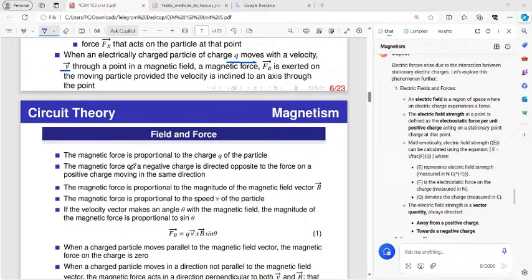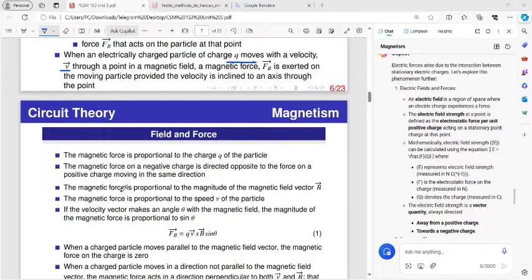The magnetic force on a negative charge is directed opposite to the force on a positive charge moving in that same direction. So he's saying if this condition occurs, the magnetic force on a negative charge is directed opposite to the force on a positive charge moving in that same direction.